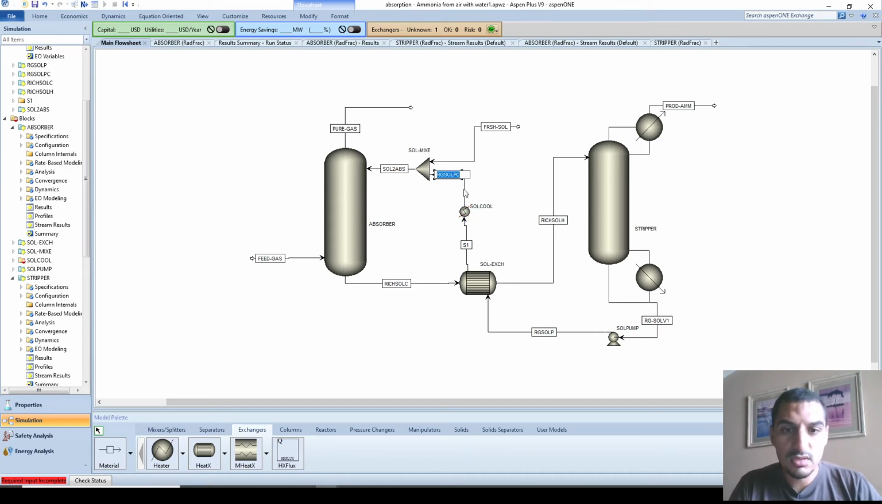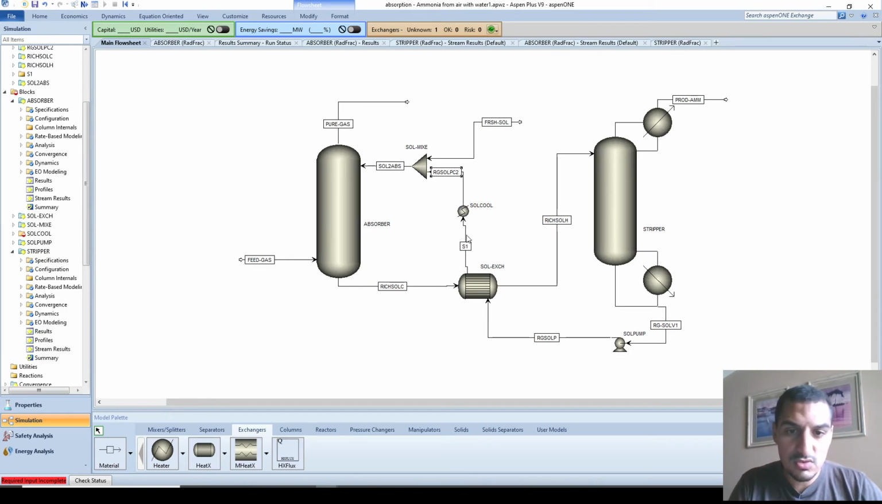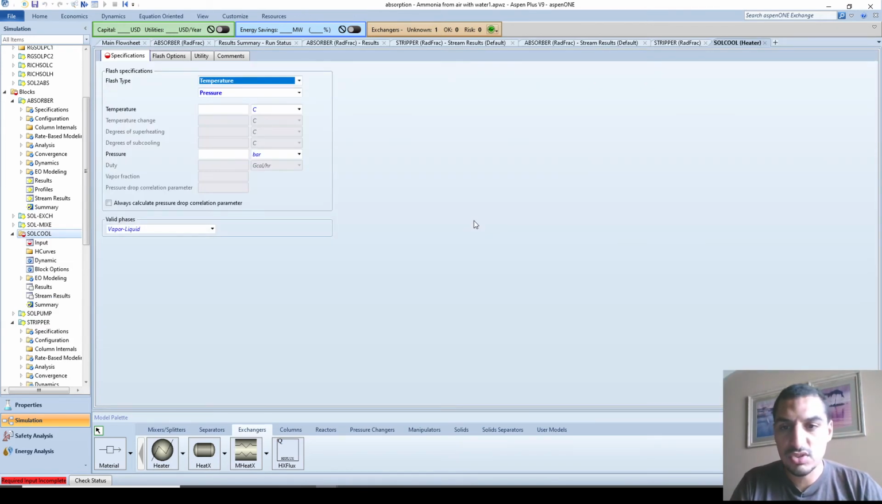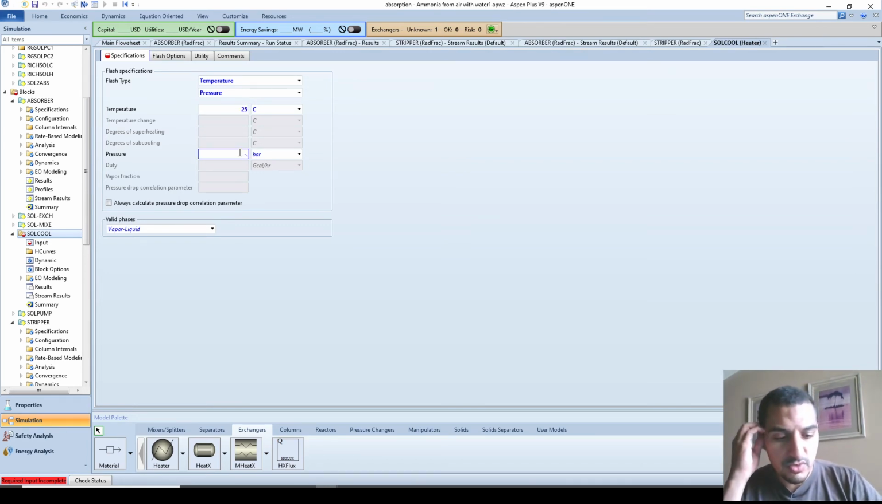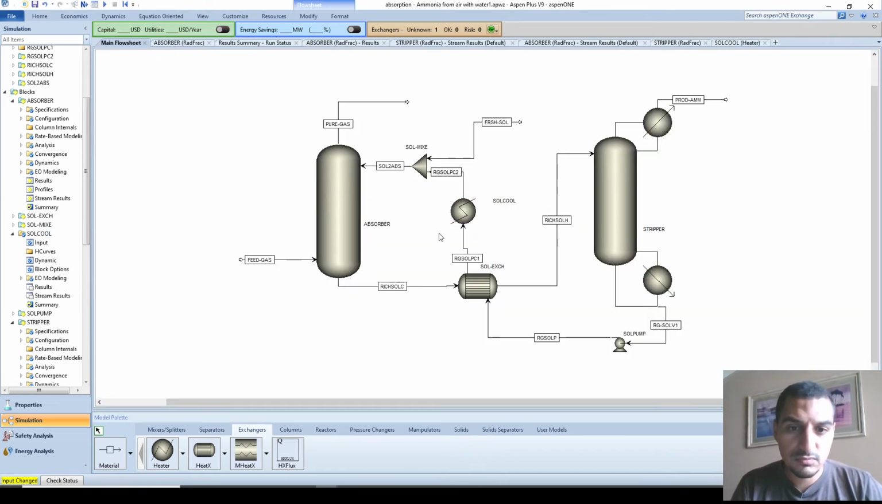I'm gonna call it regenerated solvent PC2 because it's cooled twice, and this is regenerated solvent PC1. It's cooled once, and this is gonna be easy now. The spec of the cooler is just how much pressure is lost and how much temperature we need to get out. So it's 25. I can reduce the pressure by negative 0.5 atmospheres or so. It shouldn't make any problem now.